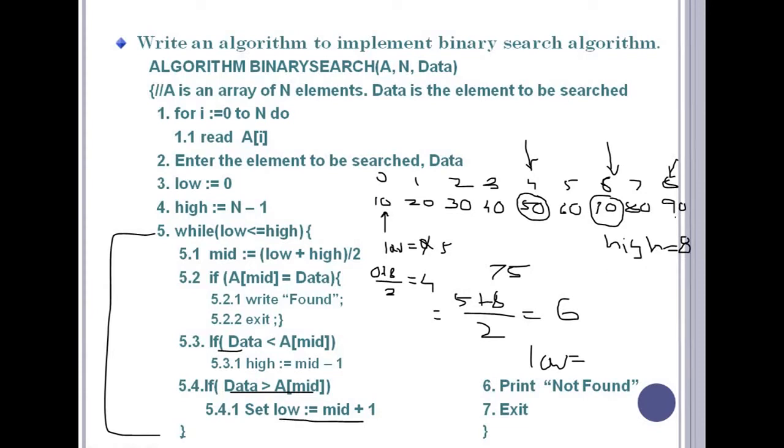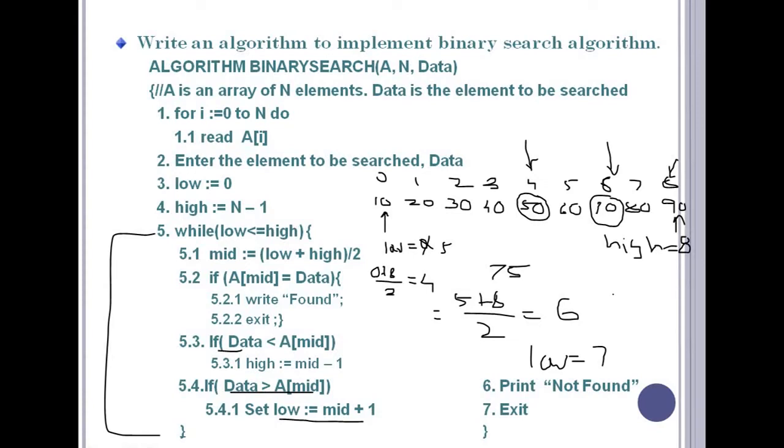So my high is over here, low is 7. After this, again I will go into the loop. My 7 is less than or equal to high, that is 8. Again I will enter into the loop as 7 is less than or equal to 8.